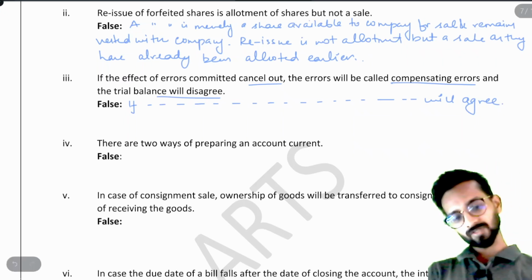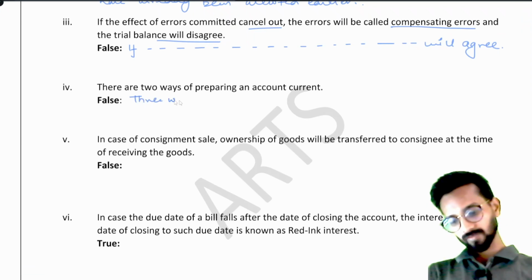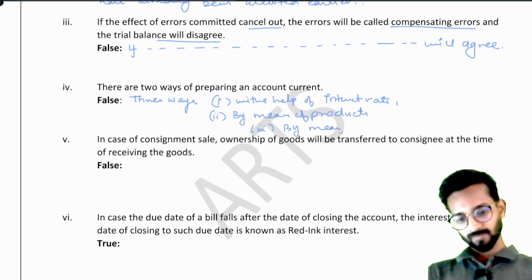Understood? Okay, there are two ways of preparing an account current. Obviously not, because there are totally three ways. What are the three ways? First is with the help of interest rate, then by means of products, third one is by means of products of balances.